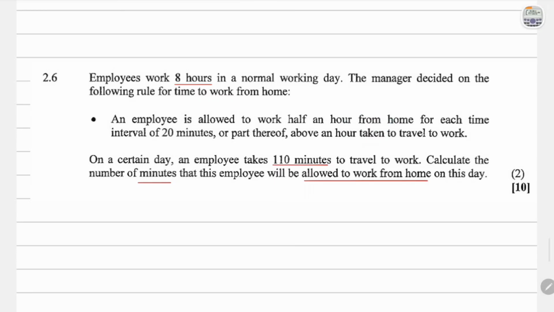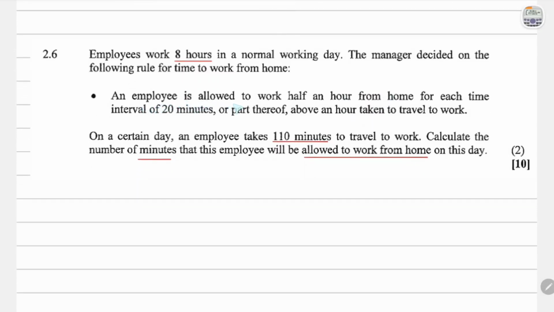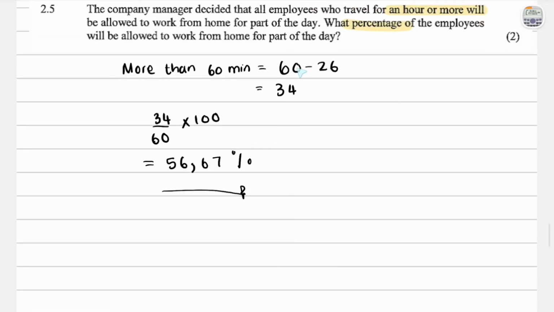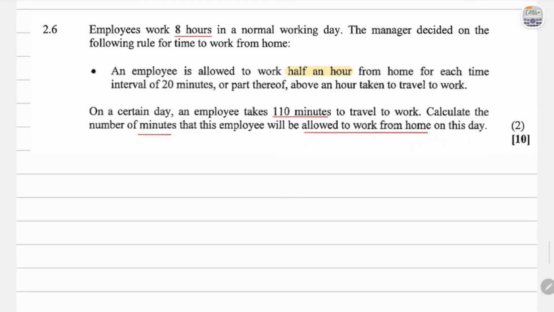Okay, let's look at the rule and understand what the rule is. An employee is allowed to work half an hour from home for each time interval of 20 minutes or part thereof above an hour taken to travel to work. So in the previous question, the employees that took more than 60 minutes to get to work were allowed to work from home for a specific amount of time throughout that day. And now they're telling us the time that they get to work from home is exactly 30 minutes. But you get to work from home for 30 minutes for each time interval of 20 minutes.